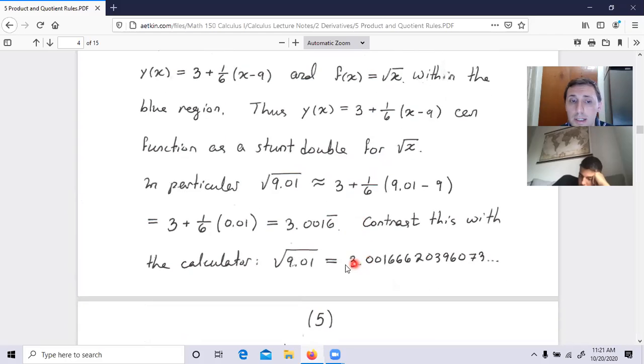And contrast this with the calculation of root of 9.01 in the calculator. That's the number that will be spilled out. Look at it. You see 3.0016, a bunch of 6s repeated. Look how many digits we actually have. It's a good approximation. You see, up to this digit, all correct.